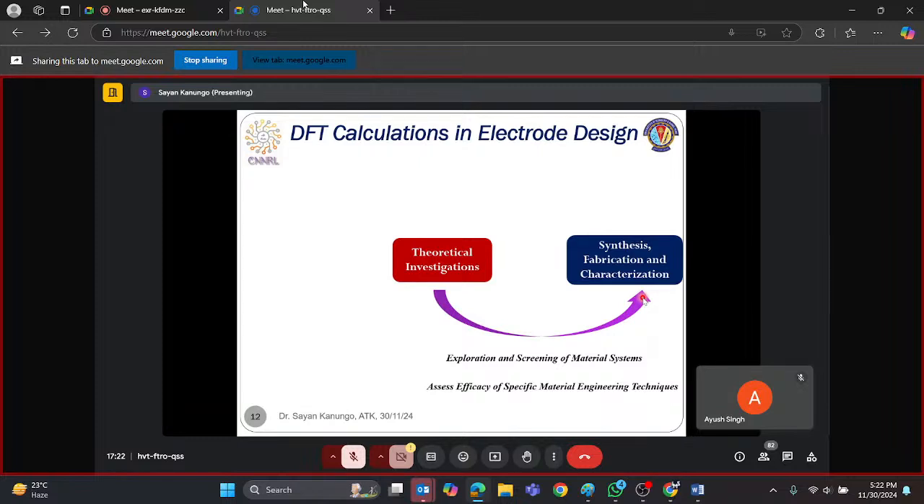However, the complementary nature of the theoretical investigation and the experimental exploration is not only limited to the material screening and the material engineering technique identification.